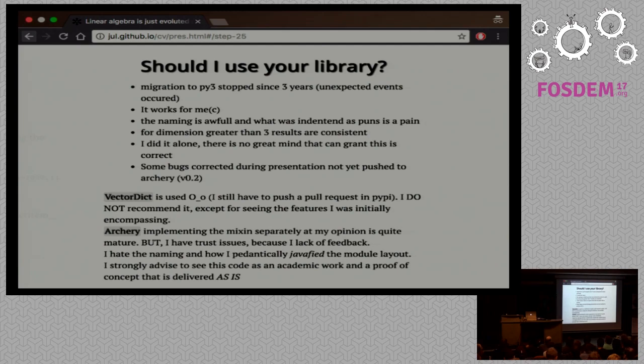I've got another library which has a lot more funny stuff in it, but I don't encourage it. I'm using Archery right now. The naming is a pain. The puns are not a good idea. Don't use my convention for naming stuff. It's really not a good idea. I'm a bad coder on this one.